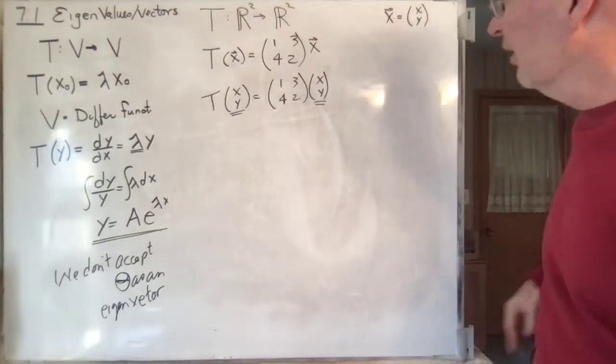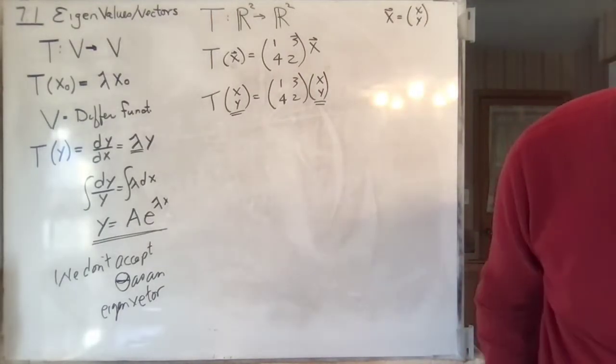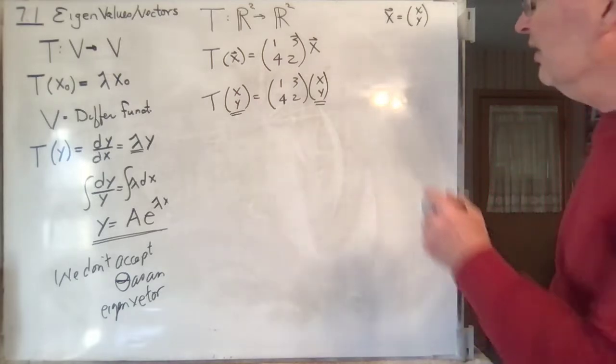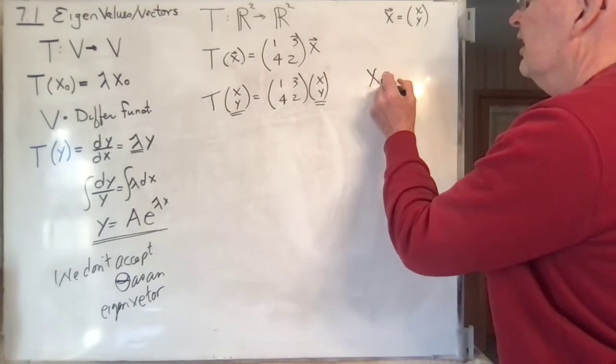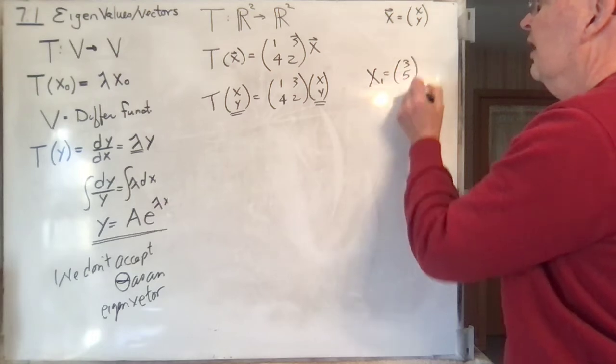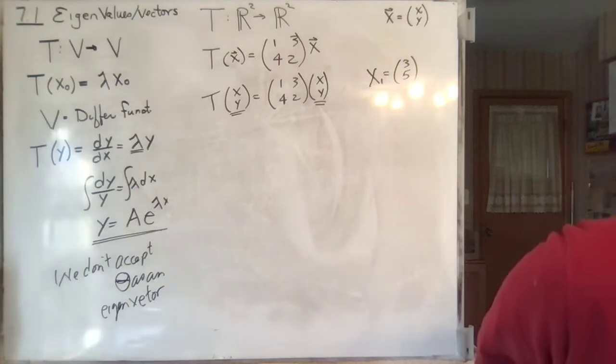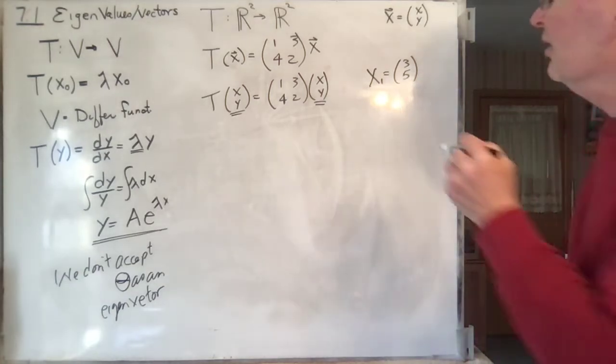So let's see if we can find some eigenvalues for it. And here's the question that I have in the book: is x1 equal to 3, 5 an eigenvector? And is x2 equal to 6, 8?